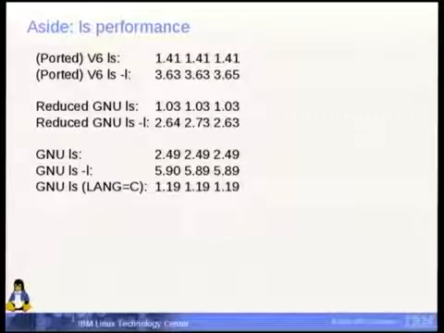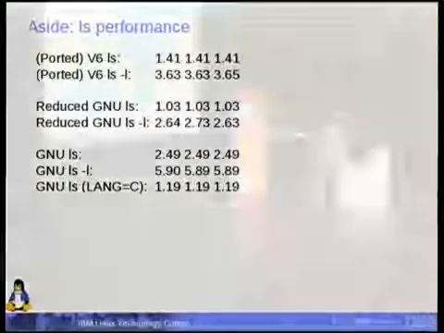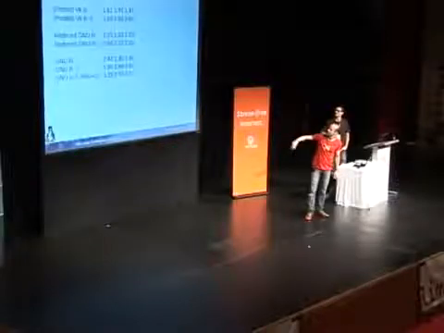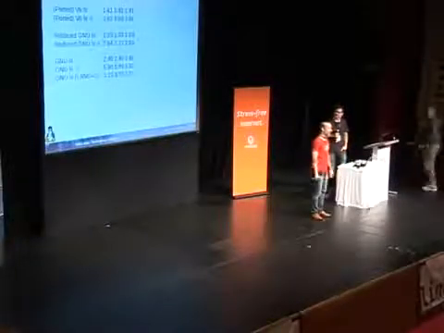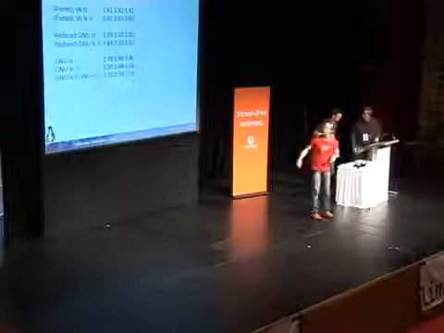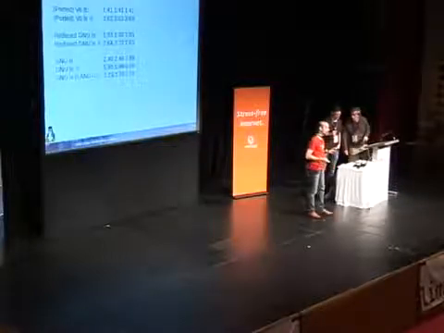Ubuntu just decided that I don't want ASCII order. I want things to be collated and sorted in an order that folds the cases. And this is the penalty that we're paying. LS is over twice as fast when you set lang equals C. So this should nominally be equivalent, but we're paying 20% overhead in time there just for features that we don't use. Okay.